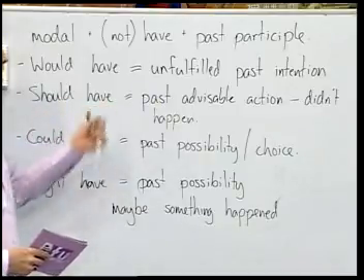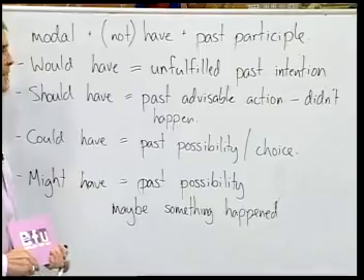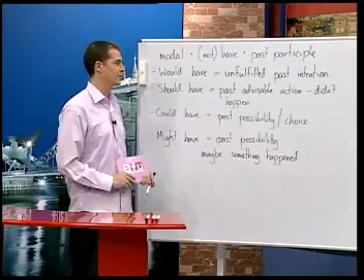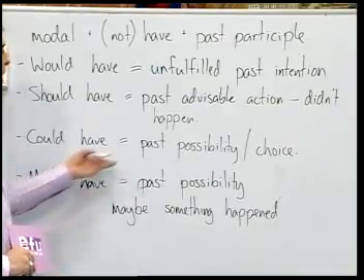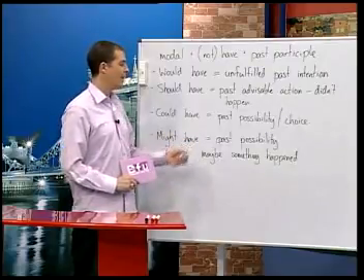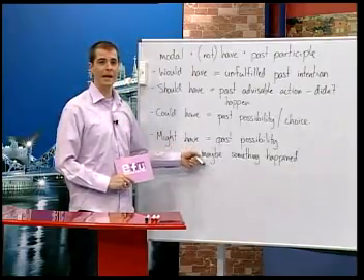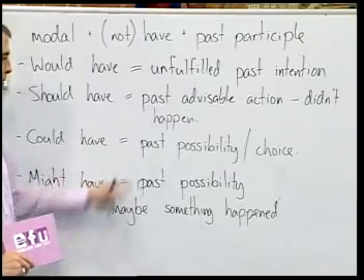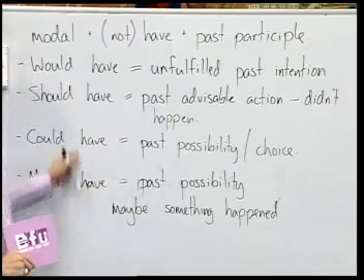Should have: past advisable action didn't happen. Good advice, you should have done something in the past. Could have: a past possibility or a choice. And might have: past possibility, maybe something happened. You can also use maybe something happened for could have. Okay, these two are quite similar.